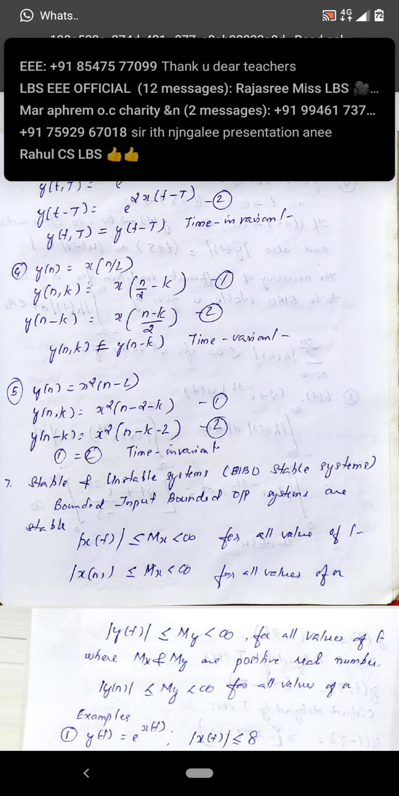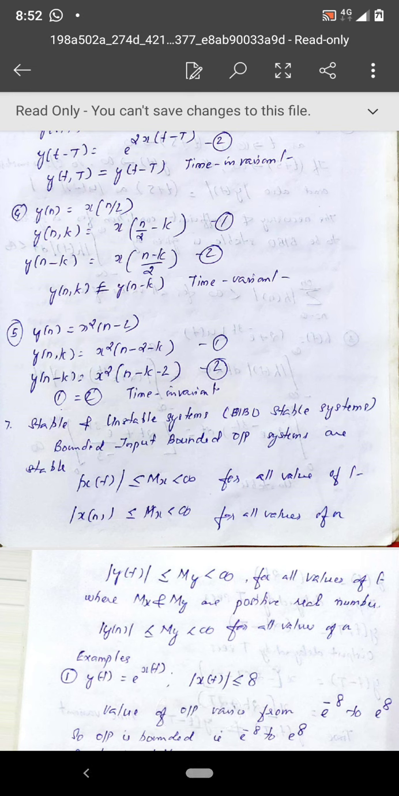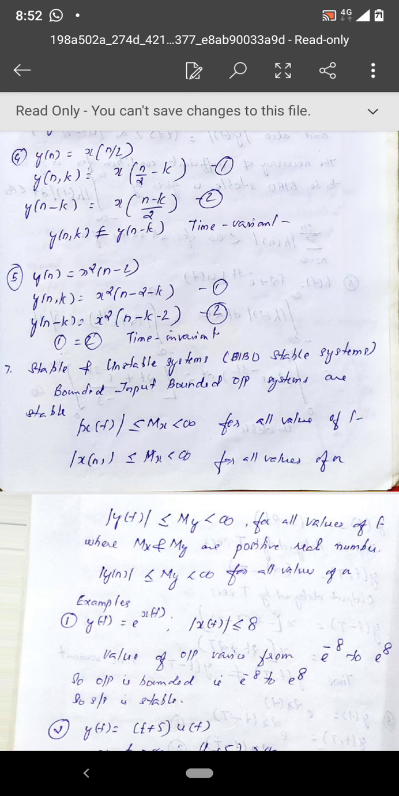For a bounded input, a system, when it accepts a signal, will give a response, or an output. So if I apply a bounded input, then the output should be bounded. What is the meaning of bounded? The magnitude of the signal should be less than infinity, that is, a positive real number, when time t tends to infinity, or when time progresses to infinity. Your magnitude of output also should remain confined to some positive real number.